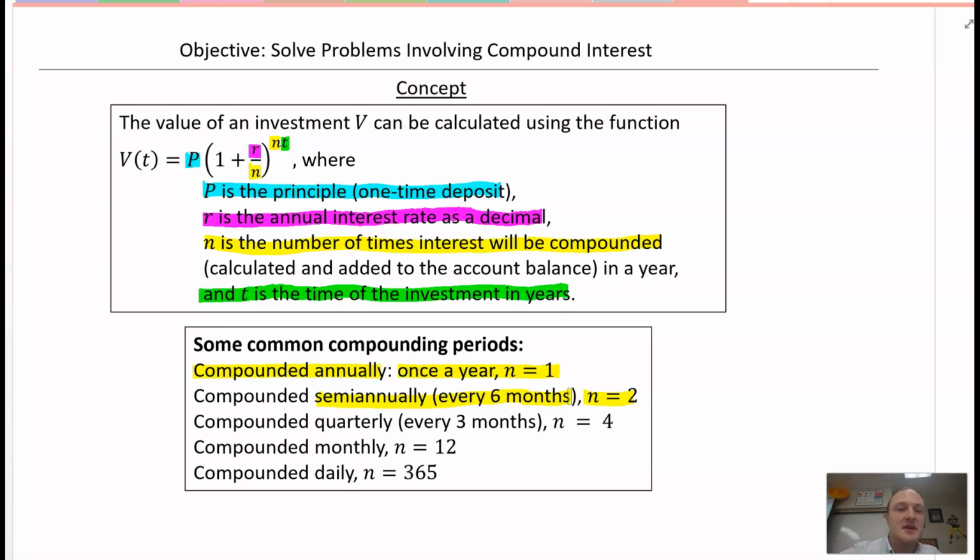Well, what happens if we compound quarterly? Think like quarters in school. That's 4 times a year, so n is equal to 4. How about monthly? Well, how many months in a year? 12. And how about daily? Well, there are 365 days in a year, not counting a leap year.